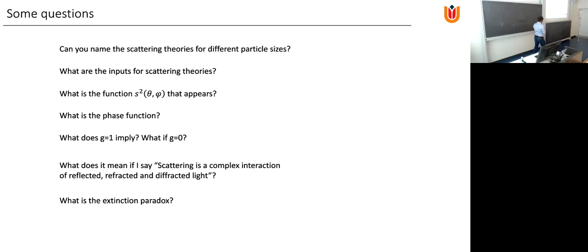So in the formulas, after some time, this function S squared of theta and phi is kind of an important one. Do you know what that function describes? What information is in that function? This is the scattering cross section. We can derive the scattering cross section from that formula. Yeah, so you could say that the information is contained in that.